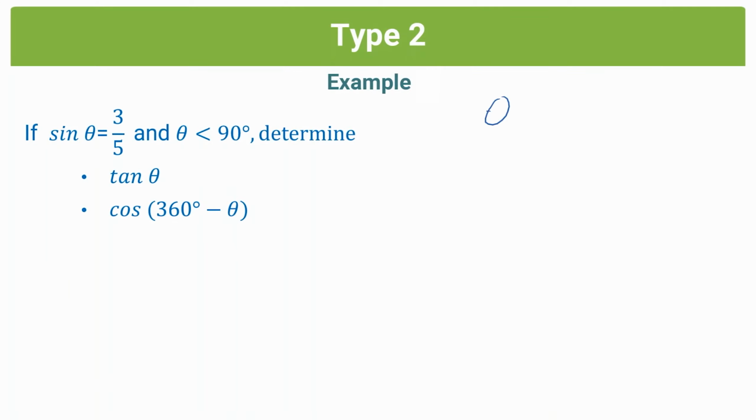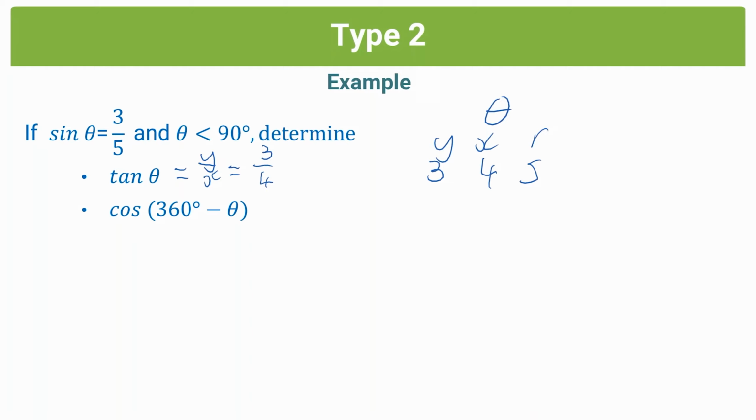So now we have our 3 variables for theta. For theta, we know that y is positive 3, x is positive 4, and r is positive 5. So it's simple to solve for tan theta, because we know the definition of tan is y over x. We can merely substitute y as 3 and x as 4 to give us 3 over 4.